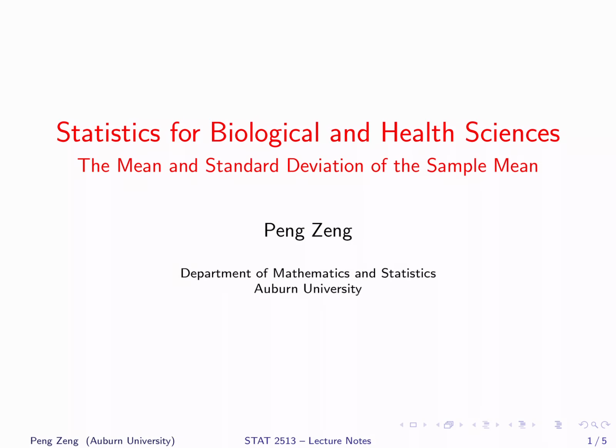This lecture discusses the mean and standard deviation of sample means. We have mentioned before that the sample mean is random and has a distribution called sampling distribution. Because it is random, we can calculate the mean and standard deviation of sample means.